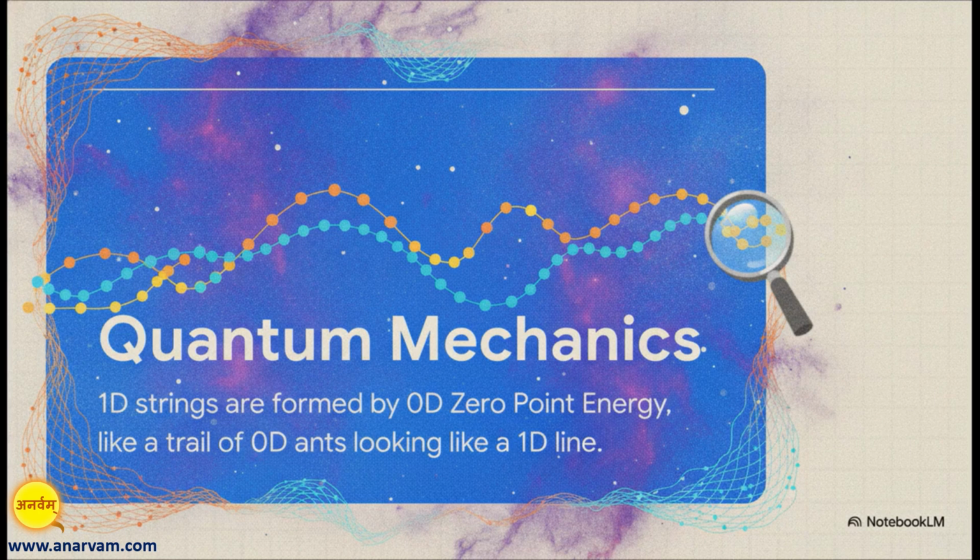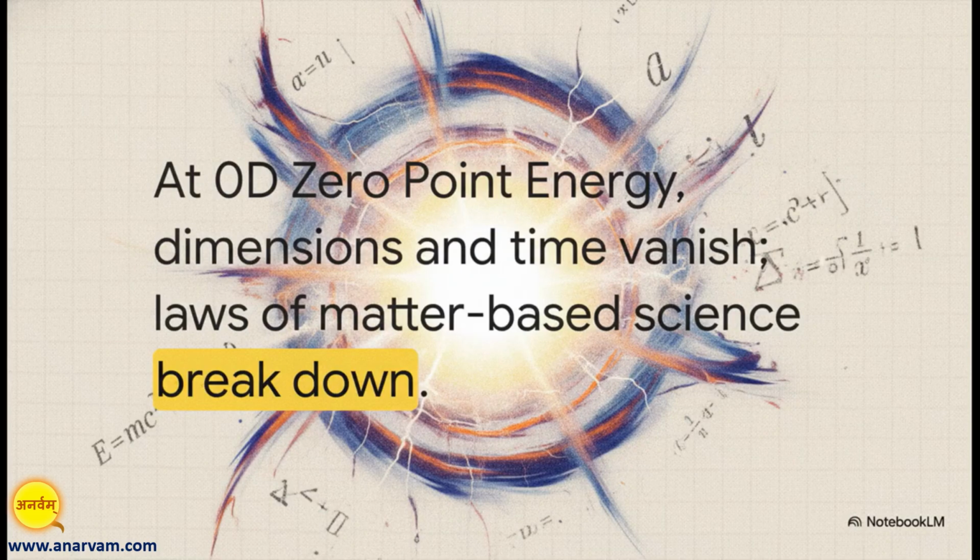And that brings us perfectly to our final physical drop into quantum mechanics. Those 1D strings and waves, they lose their last spatial dimension. They are revealed to be made of zero-dimensional points called zero-point energy, or ZPE. They link together to form a string, perfectly resembling a trail of individual, zero-dimensional marching ants. From a distance, those tiny points look exactly like a continuous 1D line. By reaching this zero-dimensional zero-point energy, we finally hit the absolute center of the cosmic onion within you.